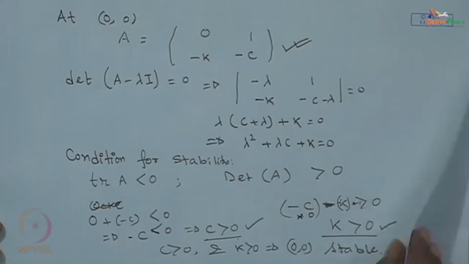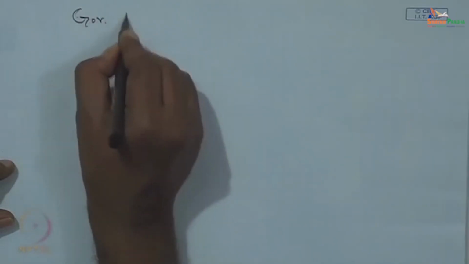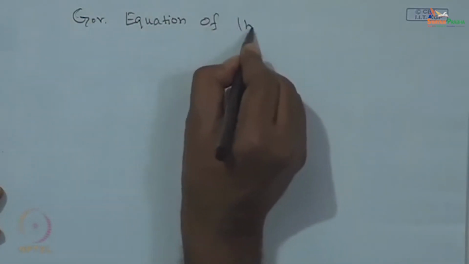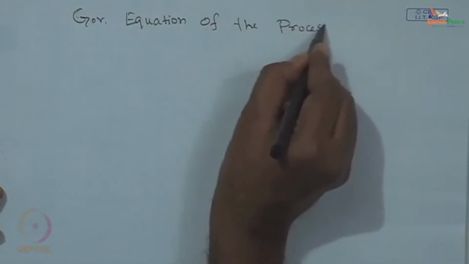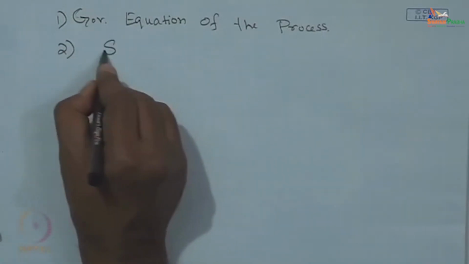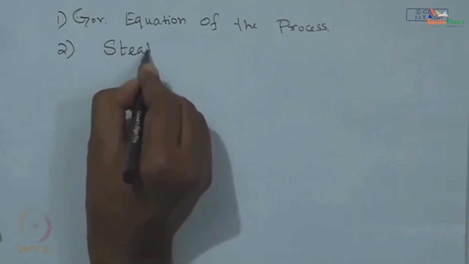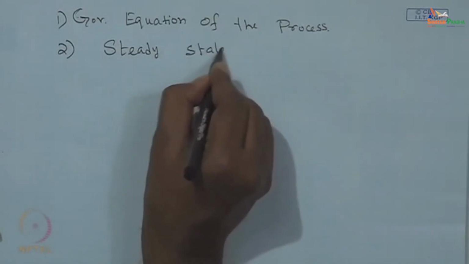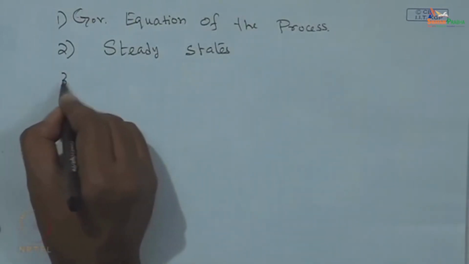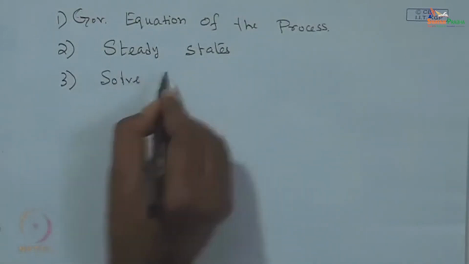So, in any such problem, the first thing we have to do is formulate the governing equations of the process. Next, you have to evaluate the steady state by putting the time derivatives equal to 0. Third will be to solve for the steady state.